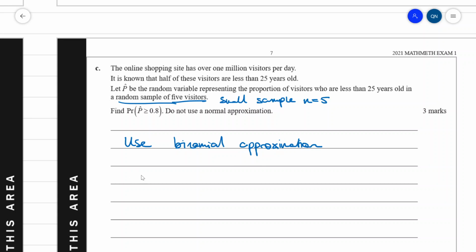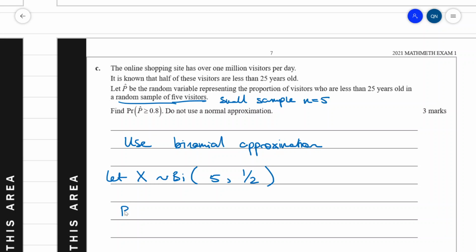Now, how does the binomial approximation work? What we're going to do is just set up a new random variable X, so let X be binomial, with a sample size of 5, and what's the probability of success? Well, it's just the population proportion. Half of these visitors are less than 25 years old, and p hat is the proportion of people who are less than 25 years old. So a success has a probability of a half.